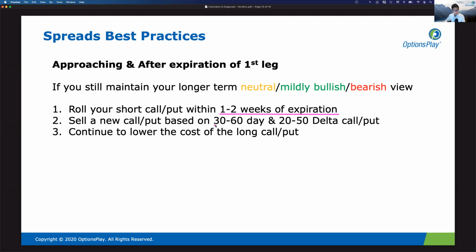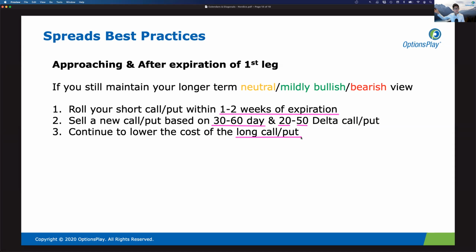So you go out the same 30 to 60 days, and then you would sell different deltas depending on how bullish or how bearish or how neutral you are. The more neutral you are, the more at the monies you're going to sell. The more bullish you are, the further out of the strike prices you're going to go. But the goal is to continuously lower the cost of the long call or put that you own.